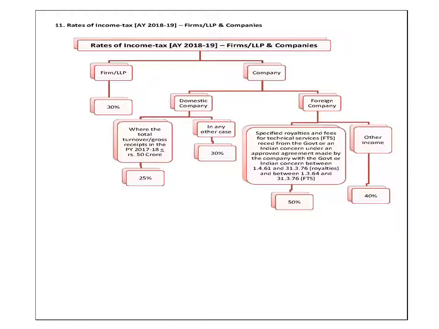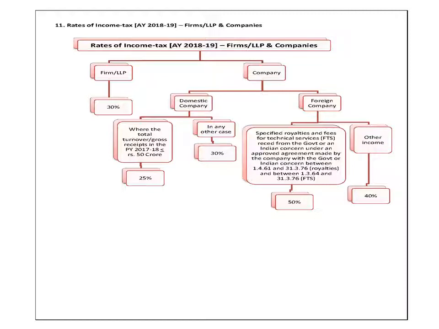Now, domestic company, we have two categories under domestic company. First one is where the total turnover or gross receipts in the previous year 2017-18 is less than or equal to 50 crore rupees. This is our first category. That is, if the turnover is lesser than or equal to 50 crore in the previous year, the rate will be 25 percent. In any other case the rate of income tax will be 30 percent.